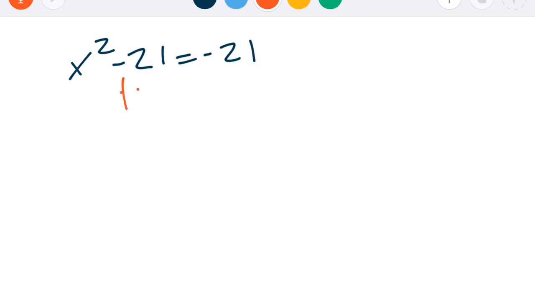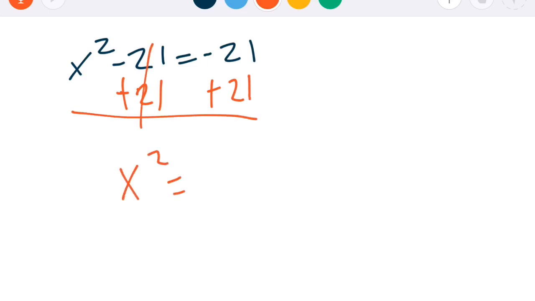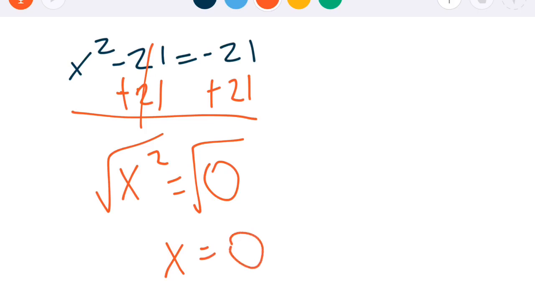So if I'm trying to get that x squared by itself, negative 21 plus 21 is 0. So this one's a little bit different. Right? If we take the square root of 0, the square root of 0 is just 0. Right? 0 is not positive or negative. So in this case, there would just be one solution, and that solution would be 0.